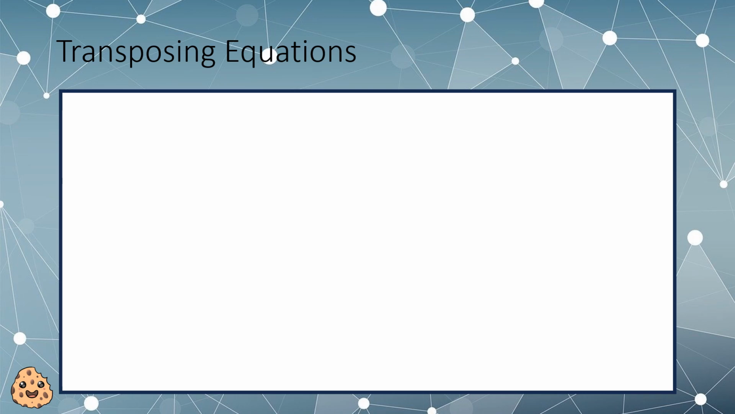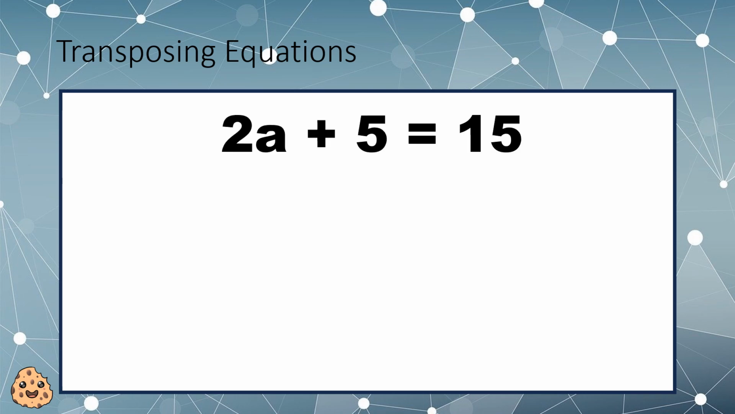Now, using those four basic operations, let's focus on transposing equations, a technique that allows us to solve for a specific variable by rearranging an equation. In the example I have highlighted now, we have 2a plus 5 equals 15. Throughout the next couple of slides, we're going to work on solving for a, that is, finding what value a represents in our equation.